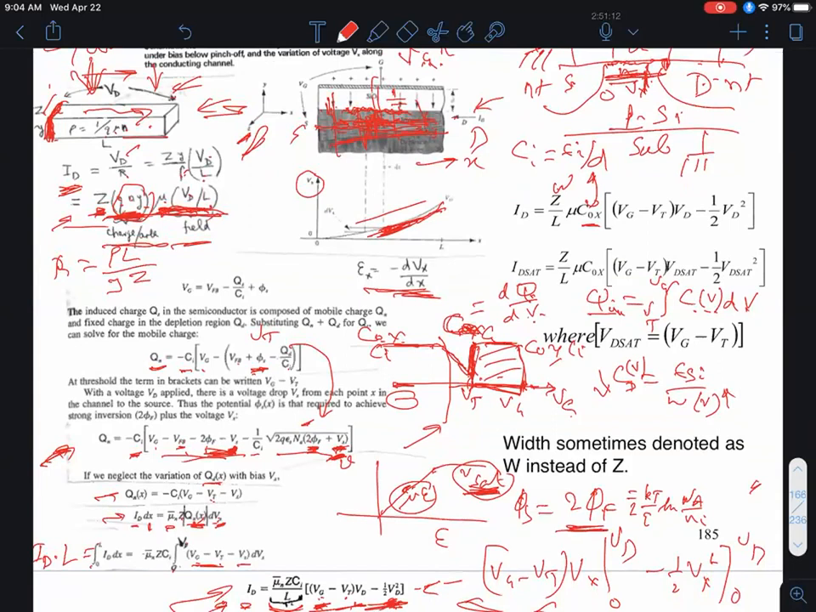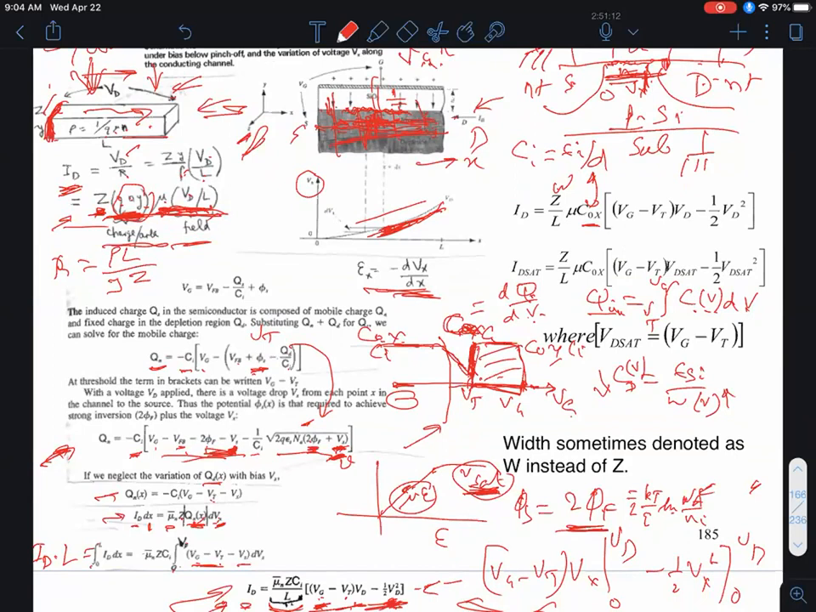Phi f is the difference between the mid-gap level and the Fermi level, and is therefore a measure of the doping level in the semiconductor. Okay, so phi f equals kT over q log of hole concentration, which is Na divided by ni, the intrinsic carrier concentration.